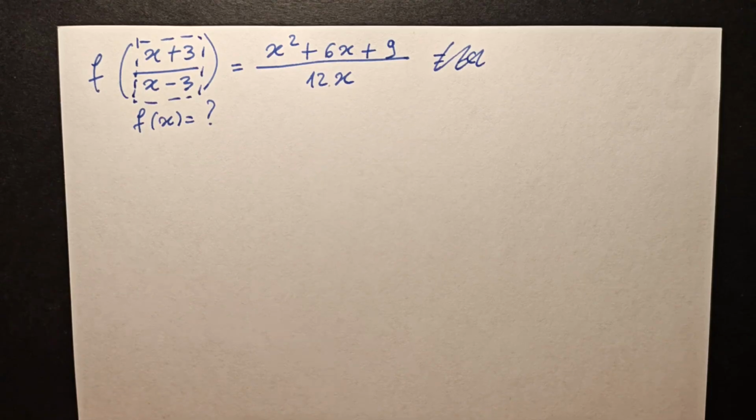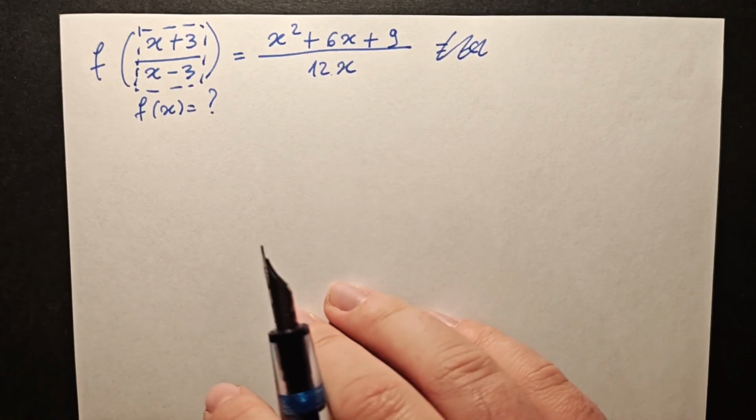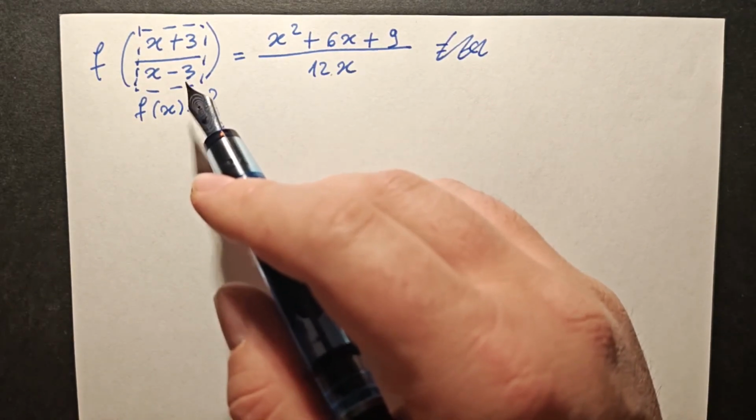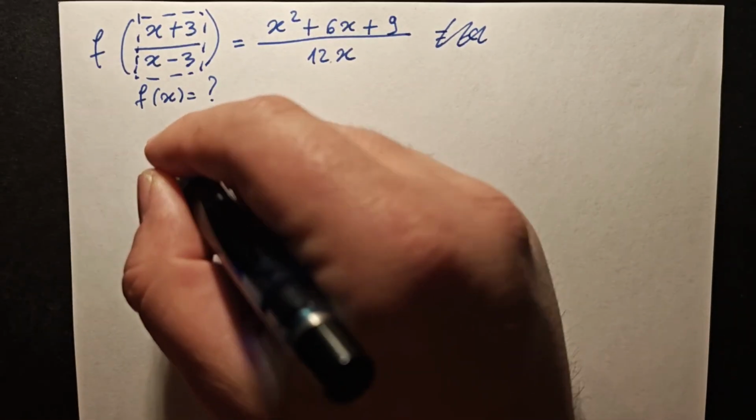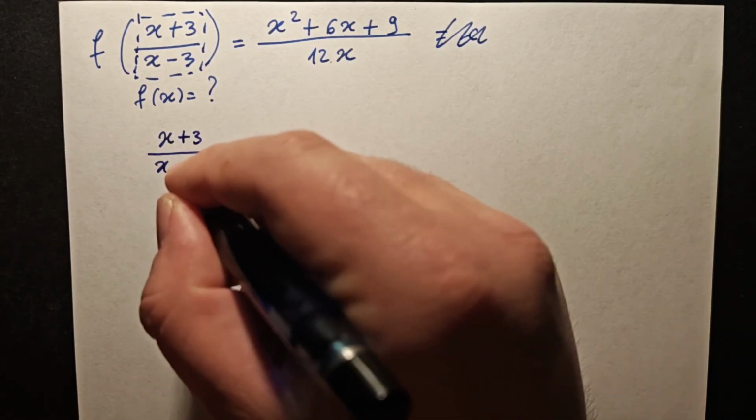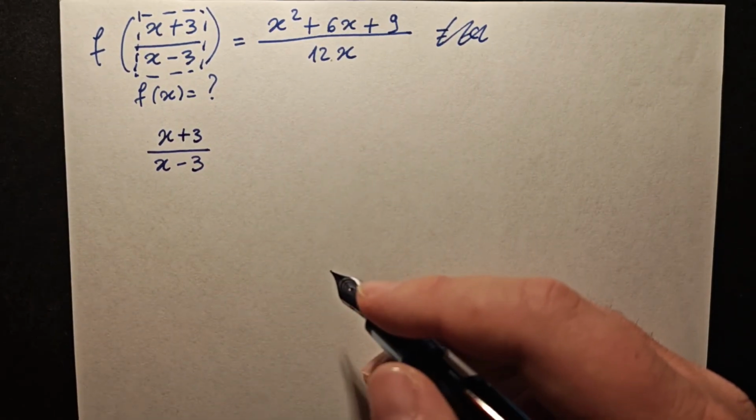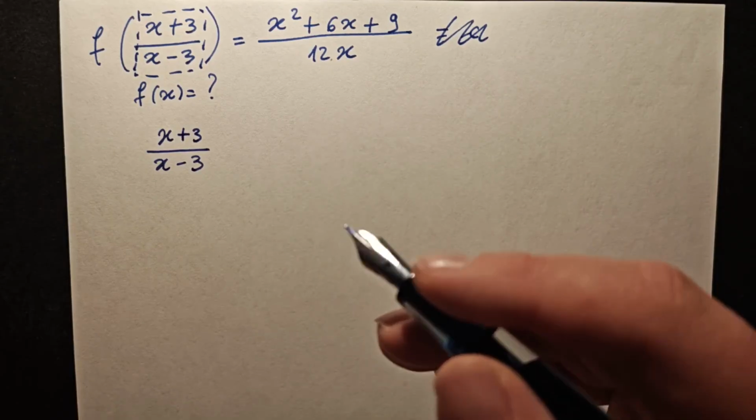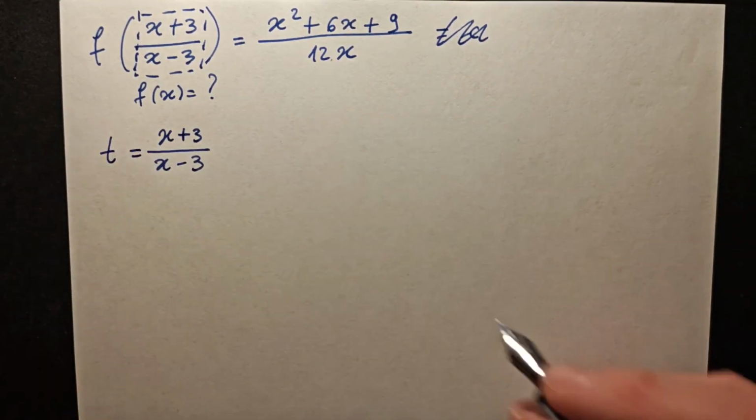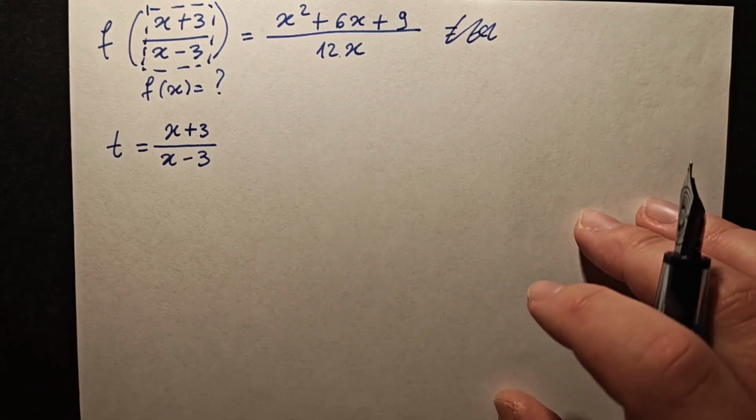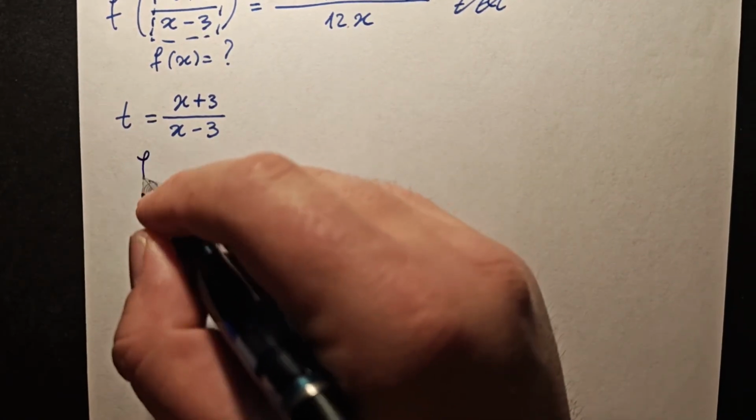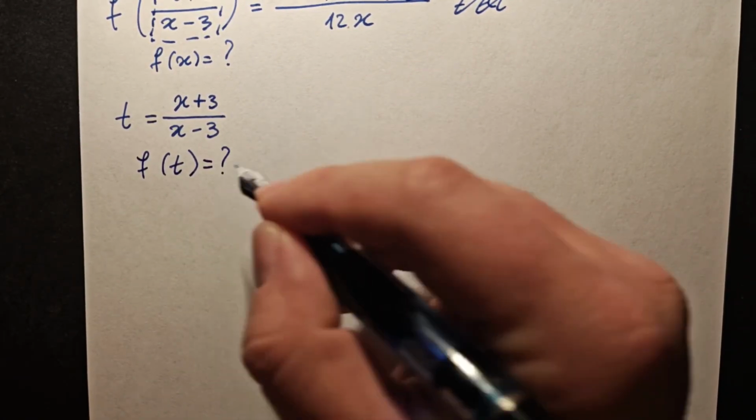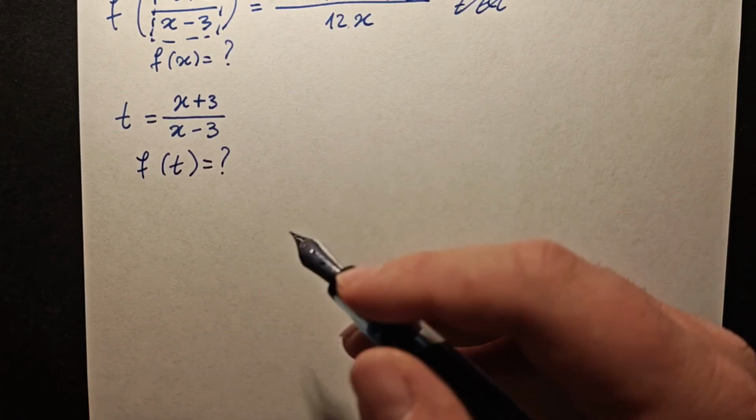A pattern for solving problems of this type is to introduce a substitution which replaces this entire complicated expression in the argument of function f. In our case, we replace this (x plus 3) divided by (x minus 3) with a single letter variable, and let's call that t. The idea is to replace this entire argument of function f with t. So we are looking for f of t now, and we are trying to find that value.